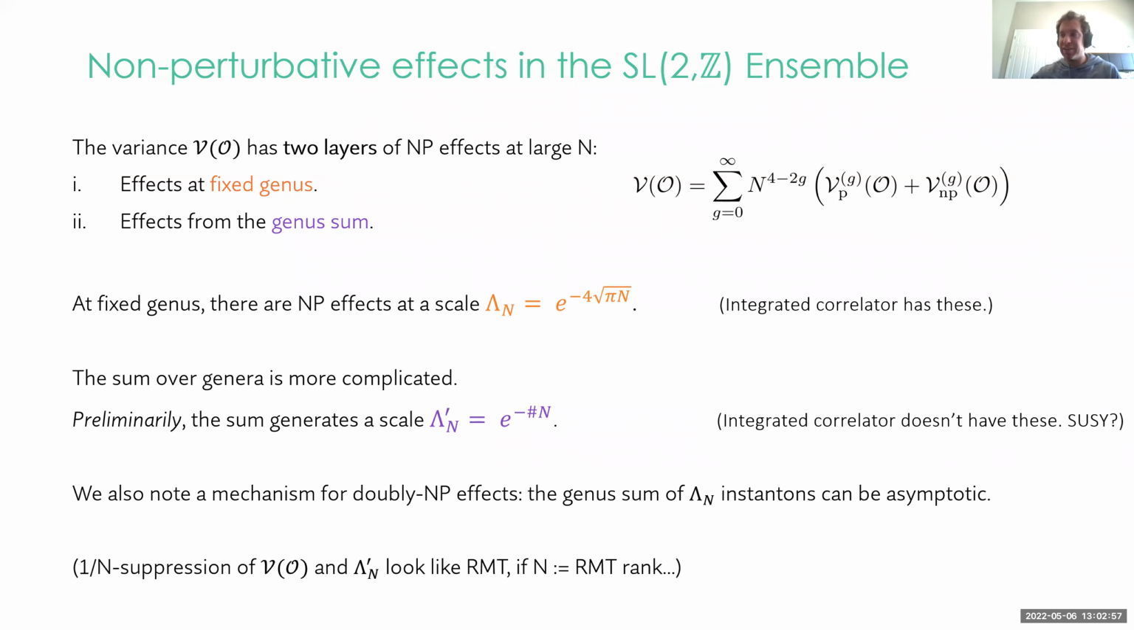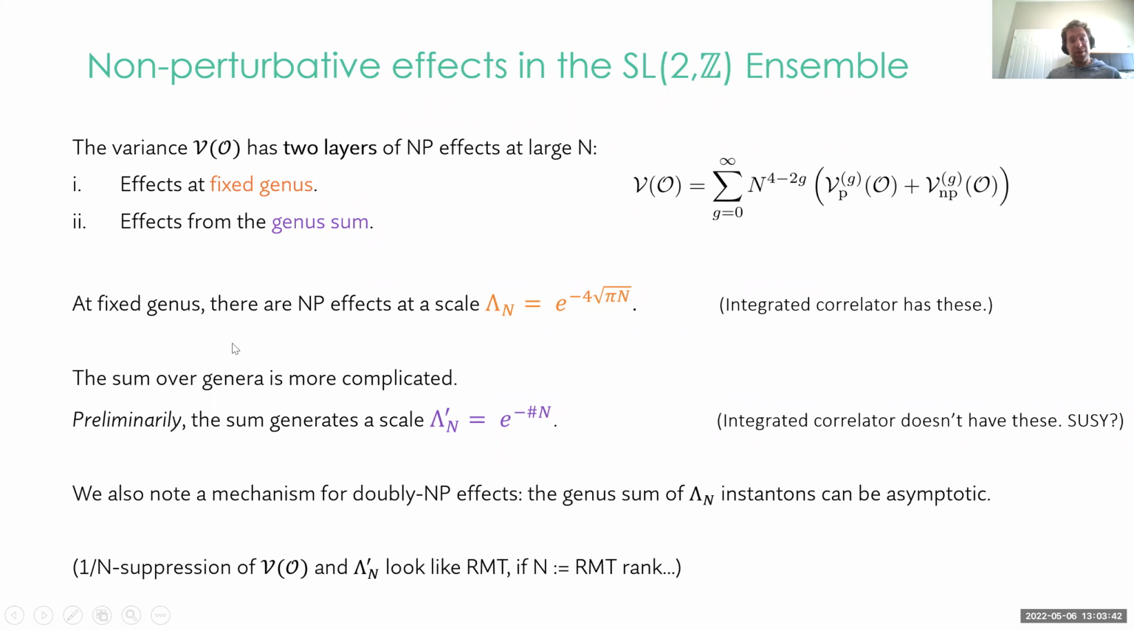So one can study non-perturbative effects in this ensemble. We did this a little bit in the paper. This is still work in progress, to be sure. Let me just stress a couple of overarching points. The variance has 2 layers of non-perturbative effects. The first are effects at fixed genus, and the second are effects that would arise from a sum over genera. The fact that there are effects at fixed genus is related to the point before, that even at fixed G, you have this 1 over n expansion of these kind of renormalization terms. This is morally the same thing. And in the paper, we discovered that there are non-perturbative effects at scale e to the minus root n times a number. The integrated correlator has these, for example.